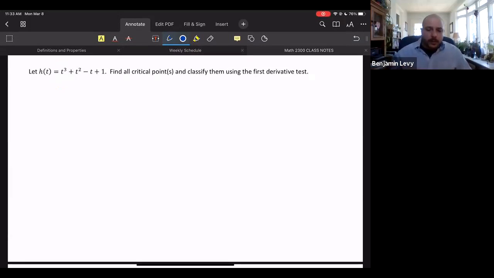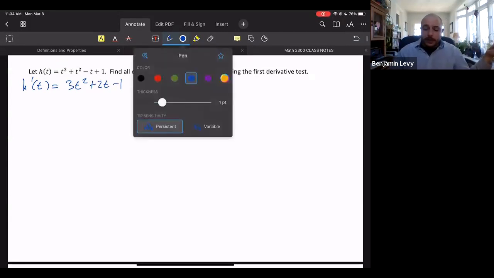It's not terrible, but there's going to be more than one. There's going to be two. And so again, we just take the derivative. It's an easy power rule. 3t squared plus 2t minus 1. No problem. Again, we just got a polynomial, so there's no discontinuities.